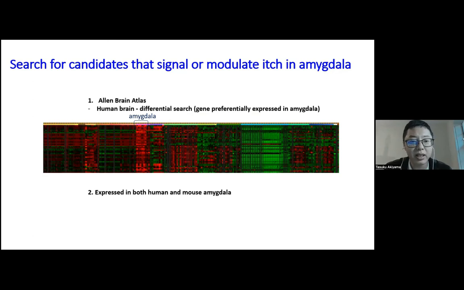To do that, we used the Allen Brain Atlas and the human brain database, and we ran a differential search and listed the genes which are preferentially expressed in the amygdala in the human. After that, we checked whether any of them are actually expressed in the mouse CEA, especially the central amygdala. Then we identified a few interesting targets.